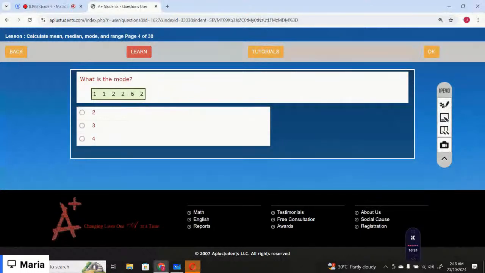What is the mode? Which is the correct option? Yes, the mode is 2. Option number 1 is the correct option.